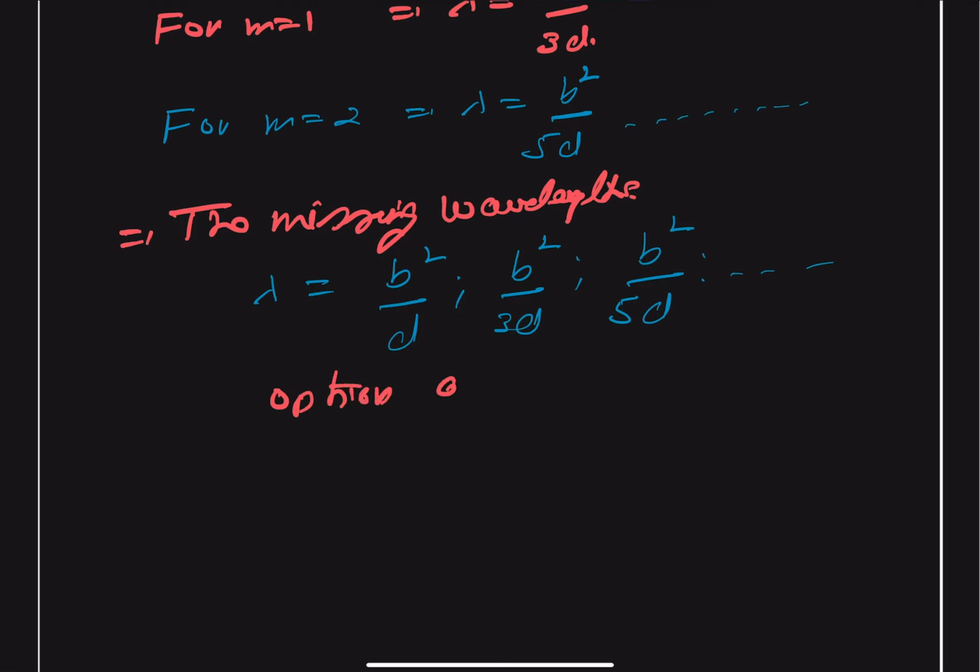Option A and C are correct. And we only have to keep in mind that the missing wavelength will be because of the destructive interference. So we come to the next question.